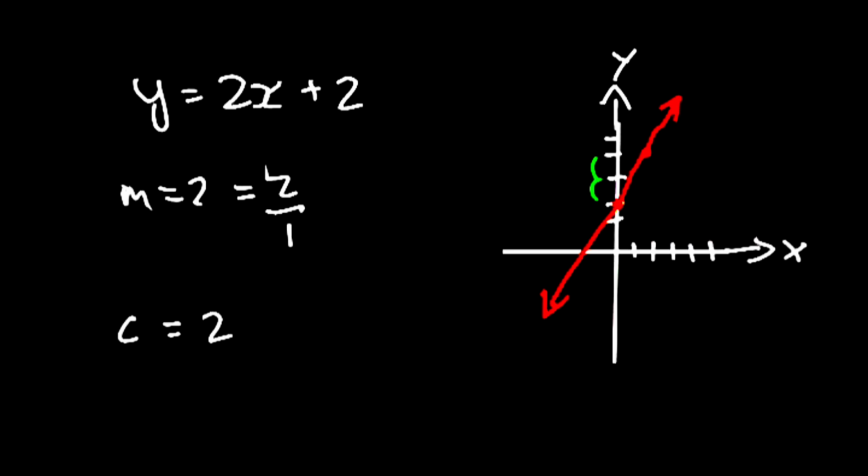See how before, when the gradient was 1, the line was less steep, but now that it's 2, the line is much steeper. And that's how you sketch lines simply and efficiently. Thank you.